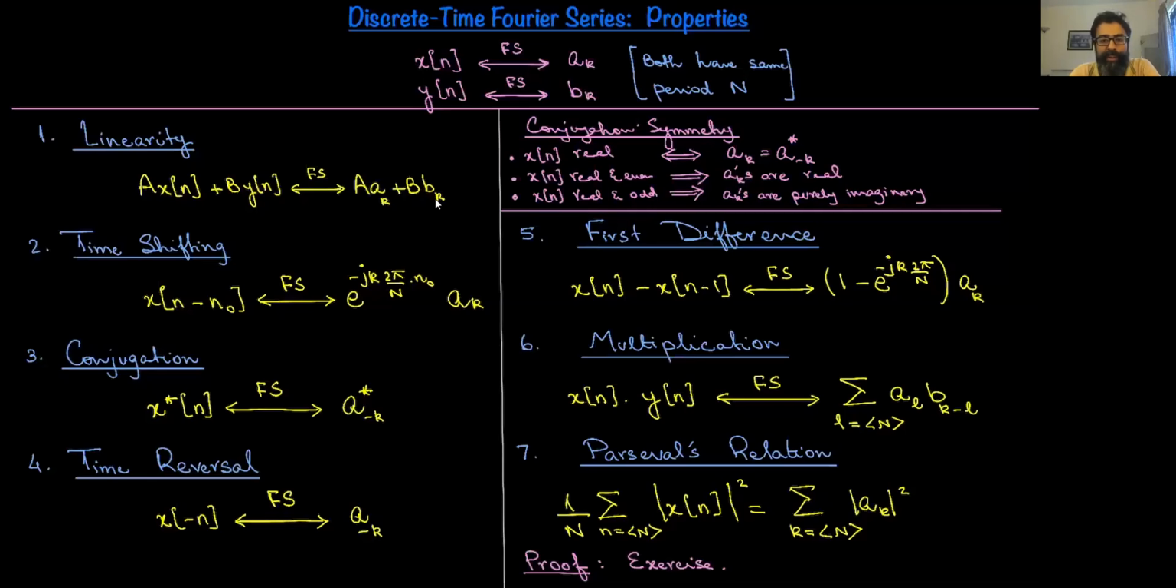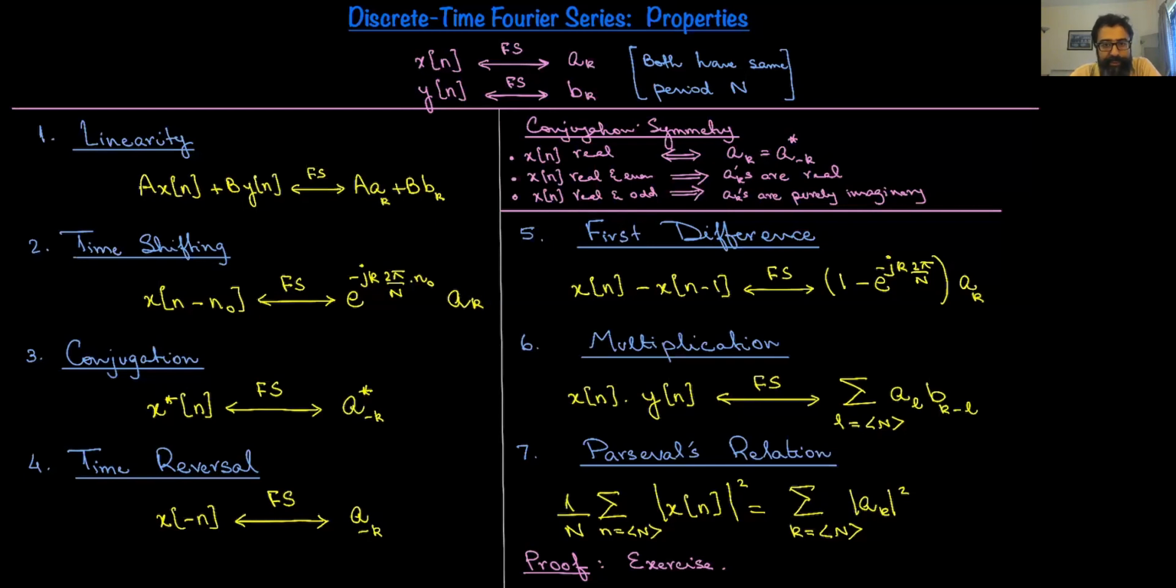So we're now going to briefly review some of the properties of discrete time Fourier series. Since most of these properties are very similar to those of the continuous time case that we've already talked about, I am not going to give a proof for most of them. I'm just going to review them very quickly.